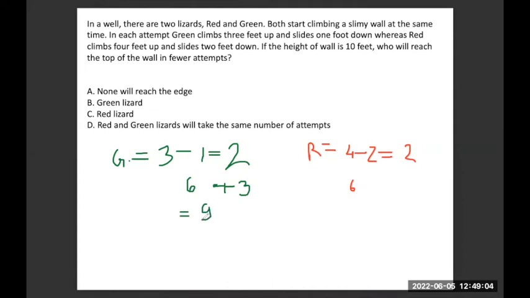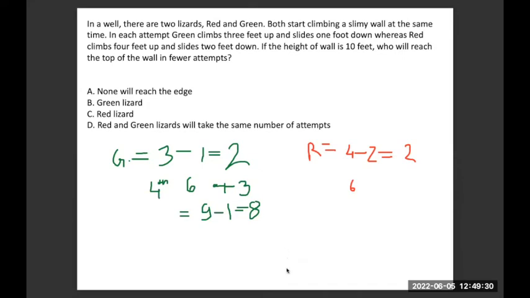And it hasn't reached the top yet. It's still on the wall. So after 9 feet, it will fall down by 1, and henceforth it will be at 8 feet. After this attempt, in the fifth attempt, yes, the green lizard will reach the top. This is the fourth attempt.